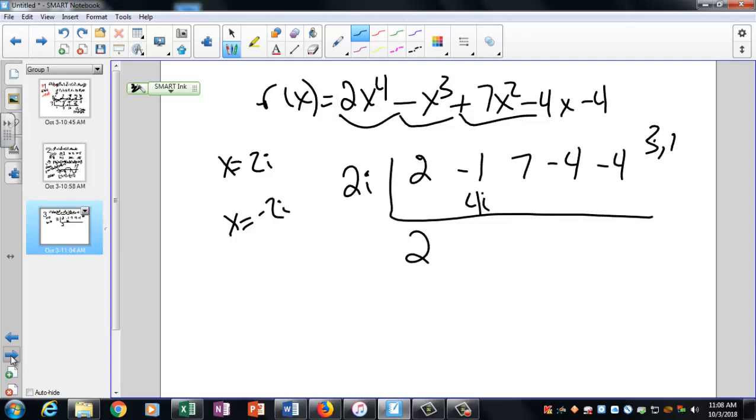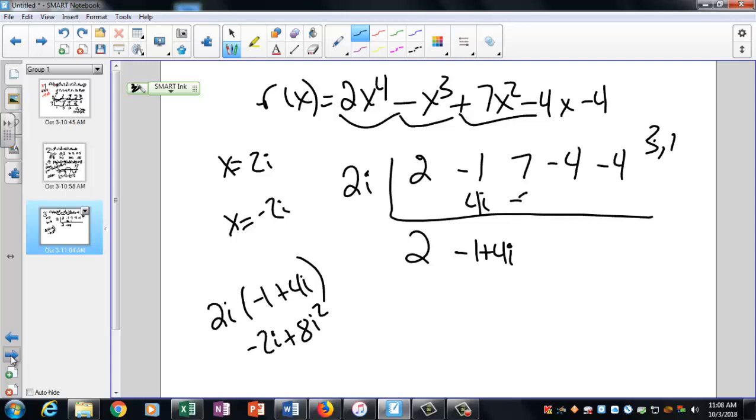2i times 2 is 4i. And then when we add straight down, we get negative 1 plus 4i. And this is where things start going hairy, because now you got to do 2i times negative 1 plus 4i. That would be negative 2i plus 8i squared, so that would be negative 8 minus 2i. Which when you add straight down, you would get negative 1 minus 2i. And now you got to multiply 2i times this. So does everybody see what I mean? It gets kind of jumbled.